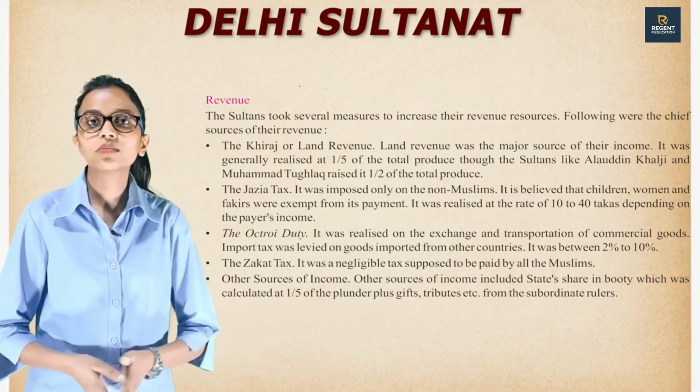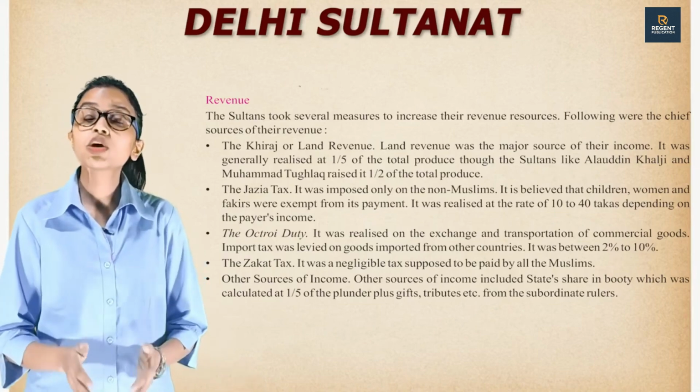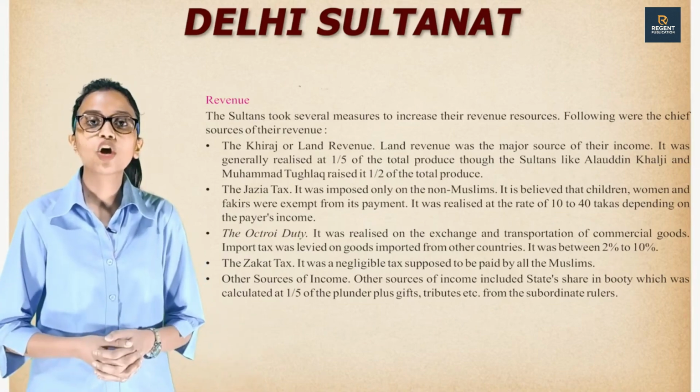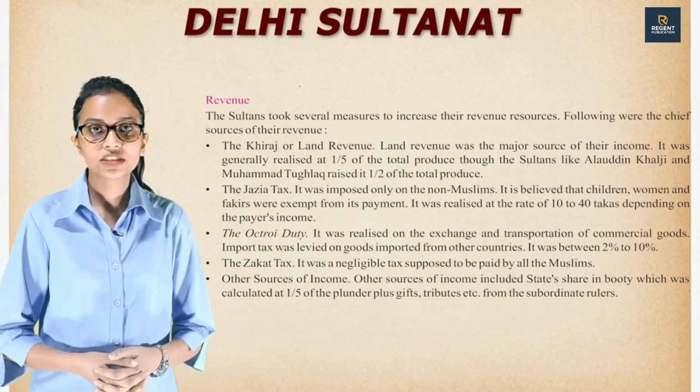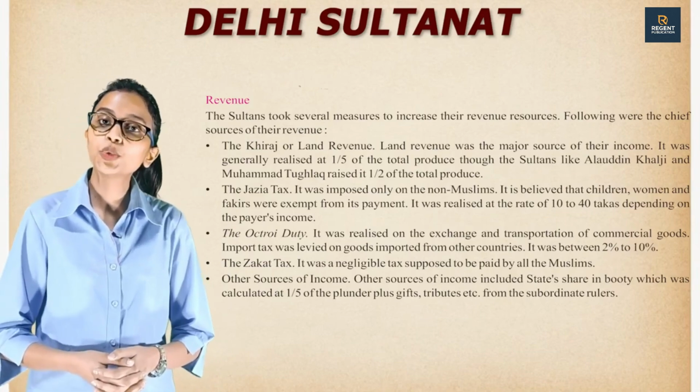Other sources of income include the state share in booty, which was calculated at one-fifth of the plunder, plus gifts, tributes, etc. from the subordinate rulers.